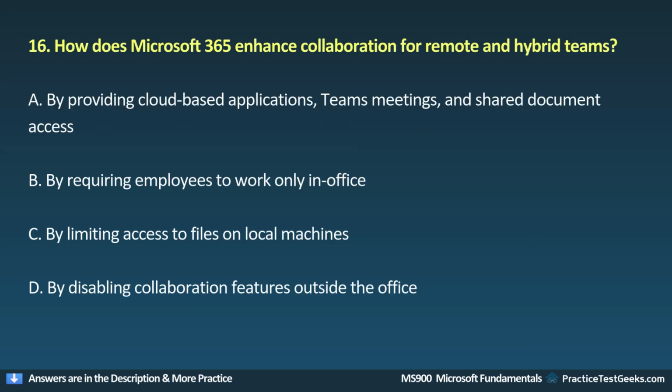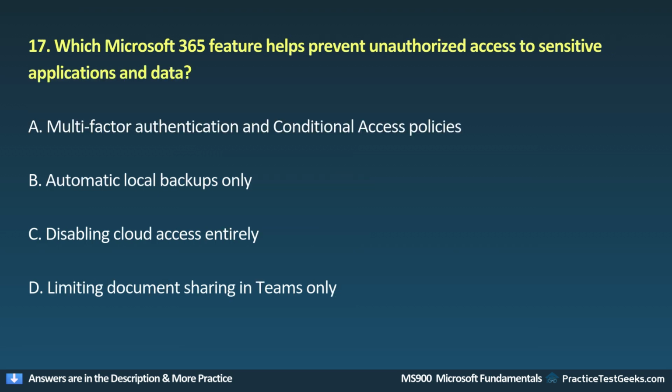16. How does Microsoft 365 enhance collaboration for remote and hybrid teams? A. By providing cloud-based applications, Teams meetings, and shared document access. B. By requiring employees to work only in office. C. By limiting access to files on local machines. D. By disabling collaboration features outside the office.